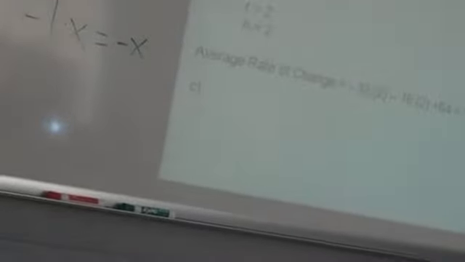Part C said, what do the signs of the answers to Part A and Part B mean in terms of the direction of the ball's motion? Well, which way was it going on the first? Up. And which way was it going on the second slope I drew? Down. So here's how you should write that and how you should think of that.